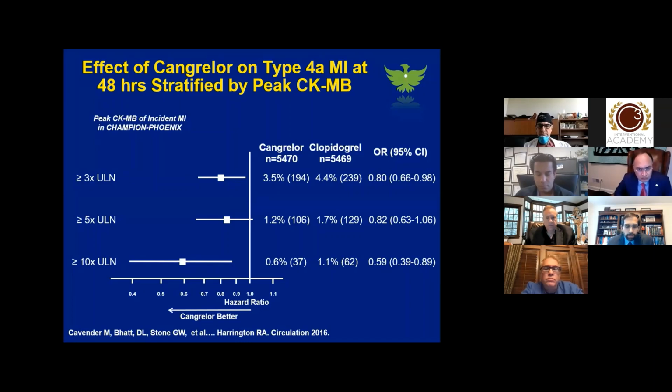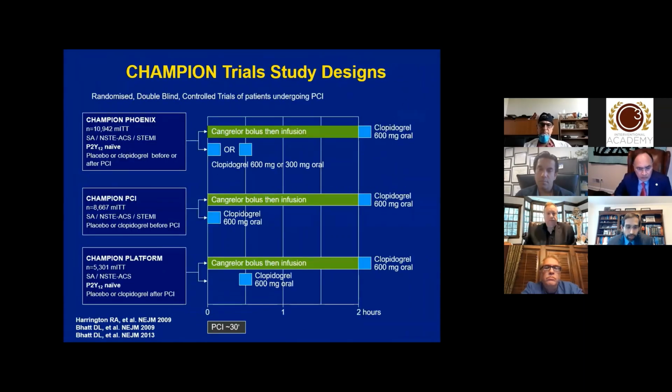There was a significant reduction. And we looked at all sorts of different definitions, SCAI definitions, and so forth. Consistent benefit, however you slice the pie. That's Champion Phoenix in a nutshell.